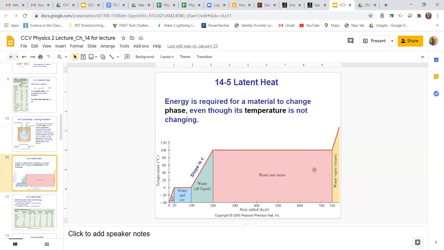Then obviously this huge area here is to emphasize the tremendous amounts of energy that are stored in the phase change from water to steam or steam to water. And that's important for us to think about: if you're going from water to steam, are you releasing heat or are you gaining heat? Which one is which? But it's immense.